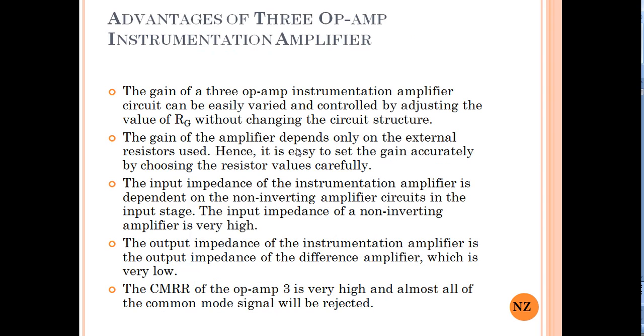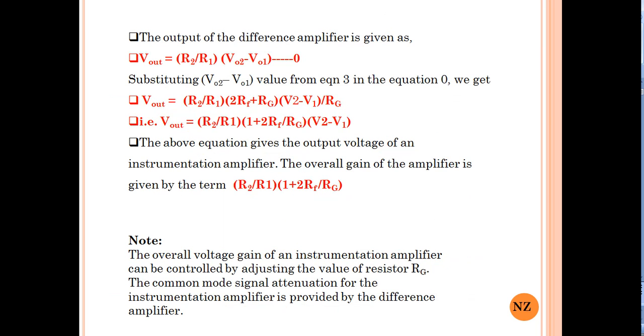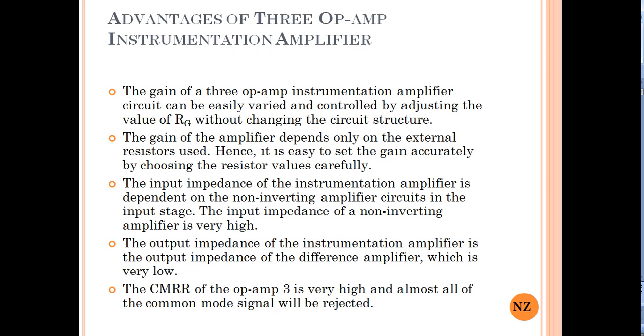Now let us understand certain advantages of the 3 op-amp instrumentation amplifier. What is the first advantage? The gain of a 3 op-amp instrumentation amplifier can be easily varied and controlled by adjusting the value of Rg. As we said before, we can easily adjust the value of the gain by adjusting Rg. So the gain is easily adjustable. This is the requirement we wanted, right? Finite, accurate, very easily adjustable gain.